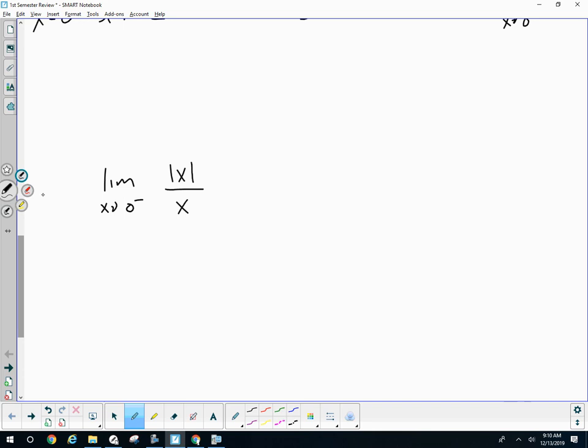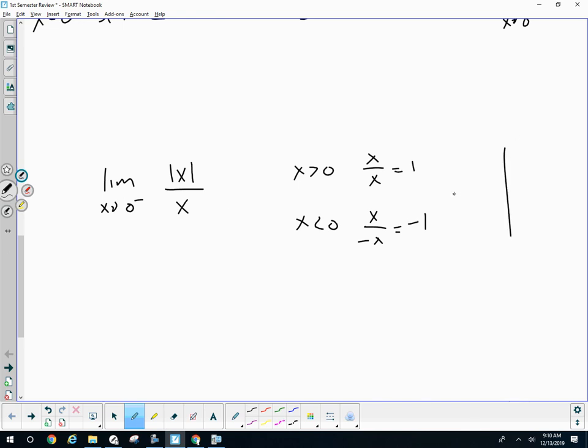Some other questions that concern limits involve this type of function. We need to recall this function. Remember, if x is greater than 0, we're going to have x over x, which is 1. But if x is less than 0, I'm going to have a positive x in the numerator because of the absolute value, but then a negative x because there's no absolute value down here, which is -1.